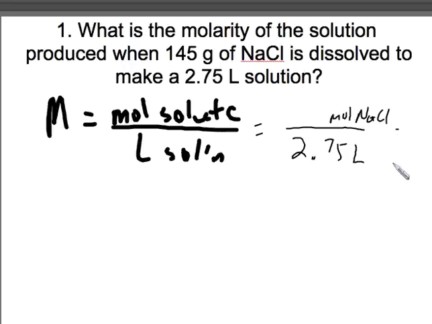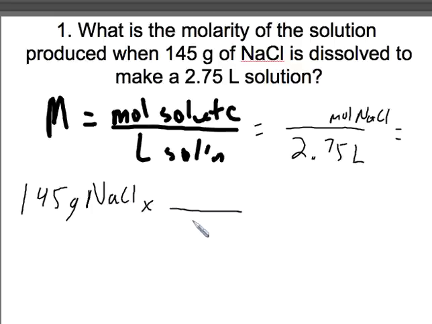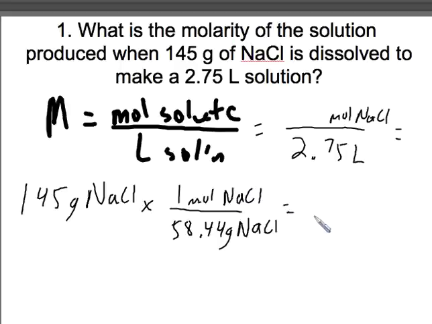Sometimes the moles can be straight up given to you, but in this case, they give us the grams. So I'm going to take those grams, 145 grams of NaCl, and convert them to moles. And I'm just going to use one step, dimensional analysis. There's 58.44 grams of NaCl in 1 mole. That's from taking the molar mass of sodium, which is 22.99, plus the molar mass of chlorine, which is 35.45, and getting that molar mass. So that's what my grams are in 1 mole.